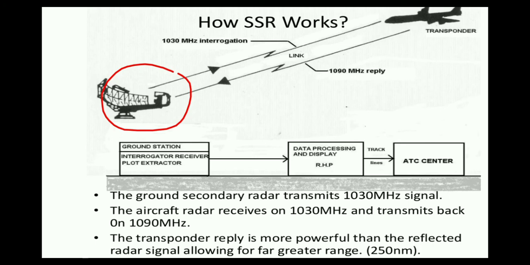The transponder reply is more powerful because the reflected radar signal allows for a far greater distance, up to 250 nm, meaning nautical miles. So what do we mean by nautical miles?